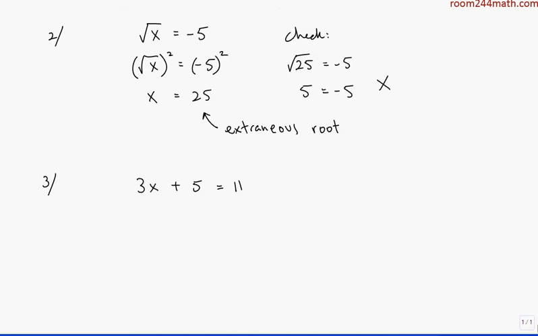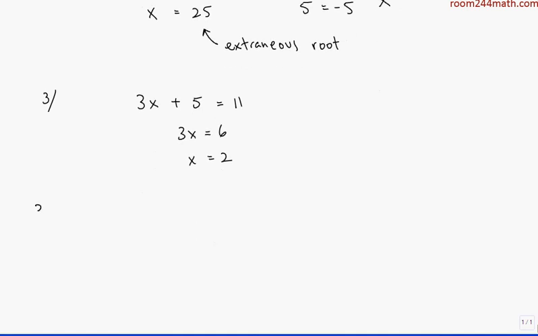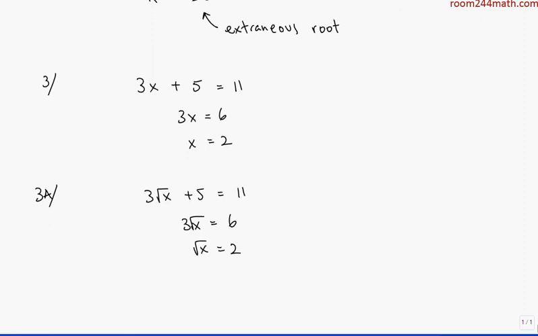If you had a straightforward linear equation like 3x plus 5 equals 11, you'd want to isolate the x term first by subtracting 5 from both sides, and then you could isolate x by dividing both sides by 3, and you get x equal to 2. Well, we're going to do exactly the same steps if we have a radical equation like 3 root x plus 5 equals 11. So we will subtract 5 from both sides here and divide both sides by 3. And then we can proceed with the step of squaring both sides.